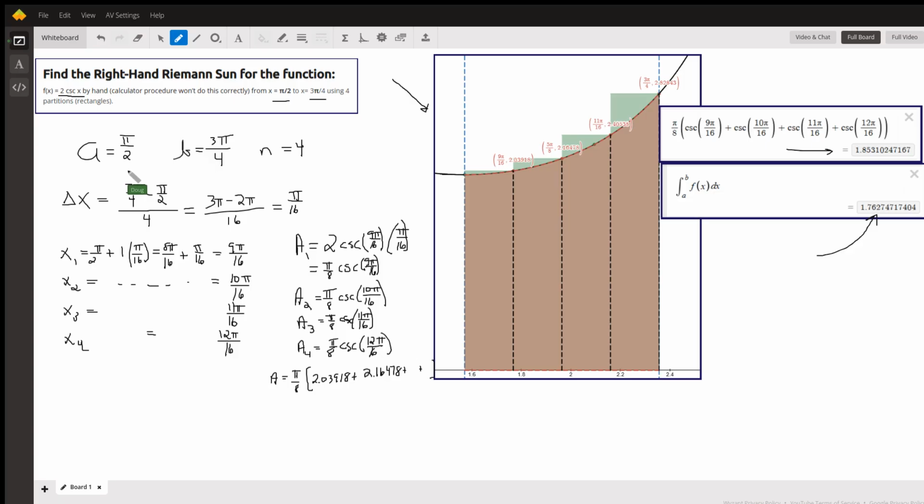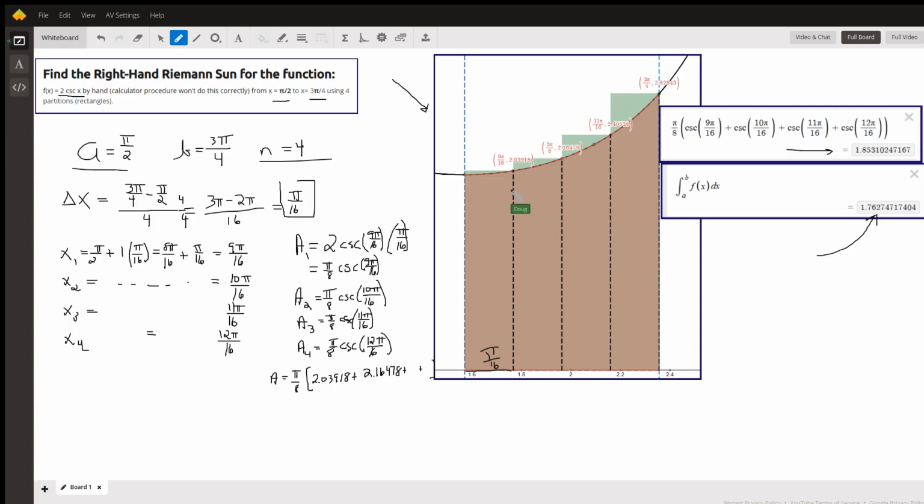Well, the left-hand endpoint is pi over 2. The right-hand endpoint is 3 pi over 4. The number of rectangles is 4. So delta x, which is the width of each of these rectangles, is b minus a all over 4. And if I want to simplify that complex fraction, there's a couple ways to do it. I just picture multiplying top and bottom by 4, which clears the complex fraction, and we get pi over 16. So that's the width of each of these little rectangles down here, pi over 16.